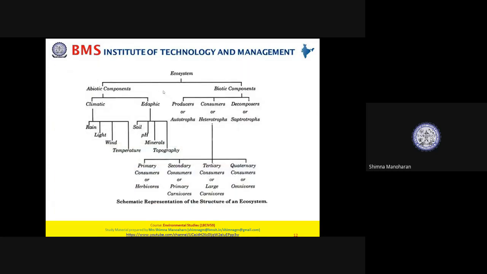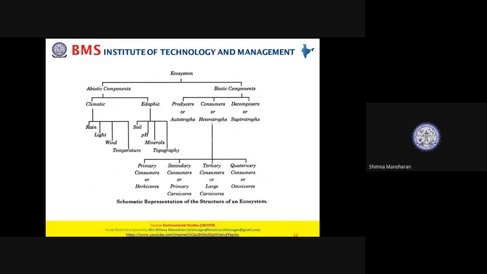So a typical ecosystem has abiotic components and biotic components. In abiotic components, you have climatic and edaphic components. So climatic components are rain, light, wind, and temperature. Edaphic are soil, pH, minerals, and topography of the area.